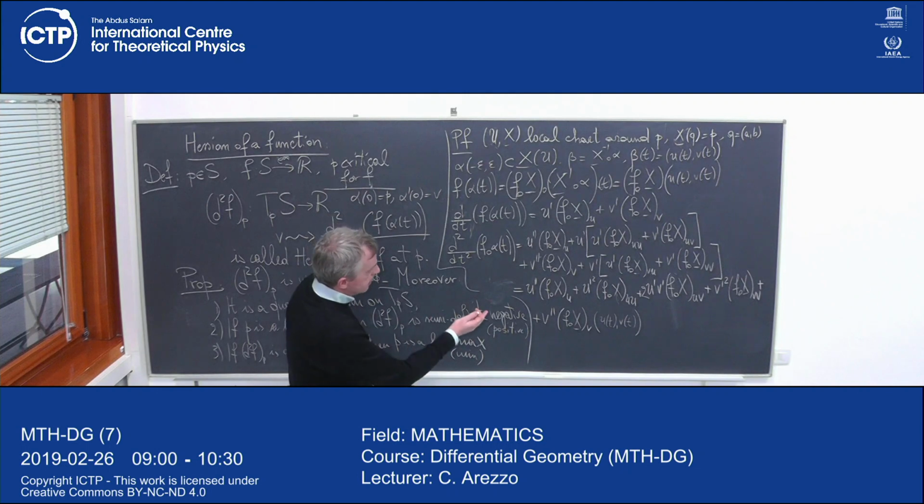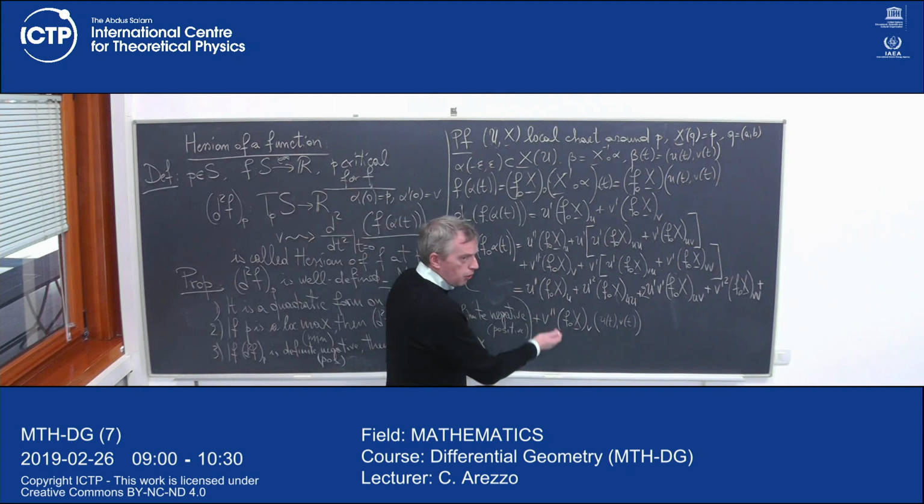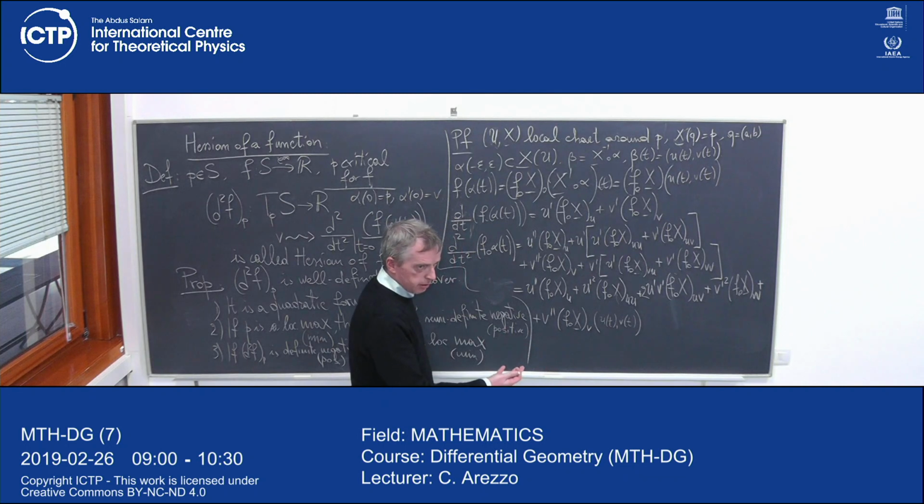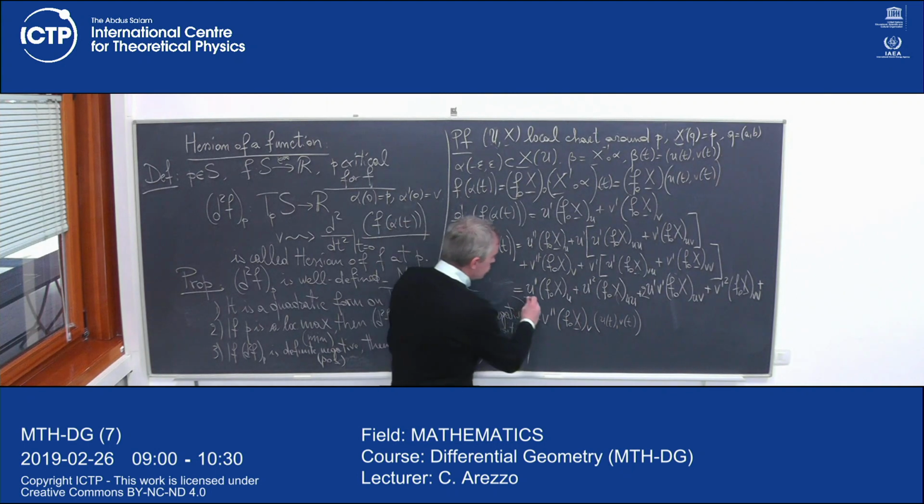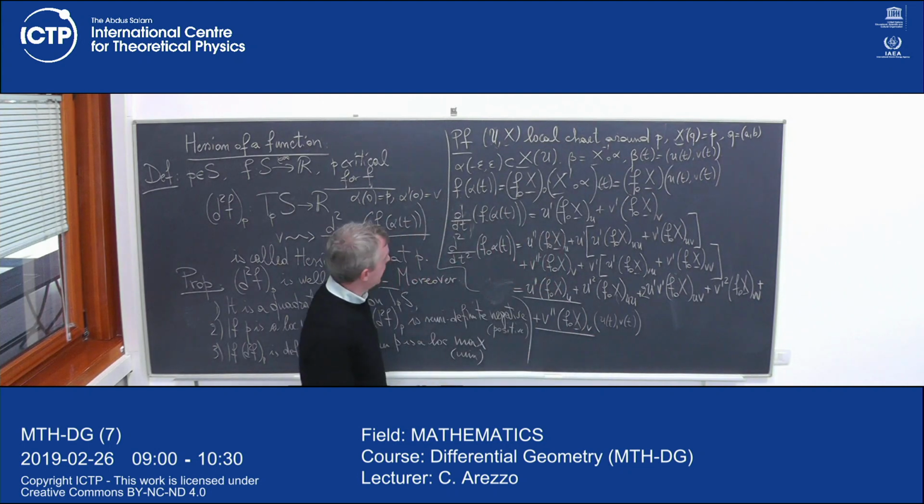So the question is, does this formula depend only on u of 0, v of 0, u prime of 0 and v prime of 0? That's the correct question. And the answer is clearly no. These two terms are undecidable by fixing these two things. If a curve has a tangent vector, you will never know how much is its acceleration.